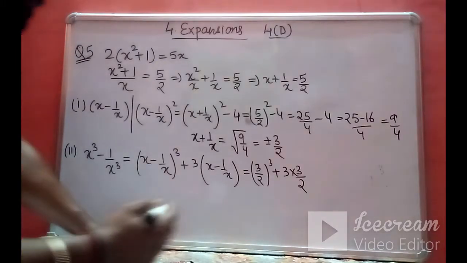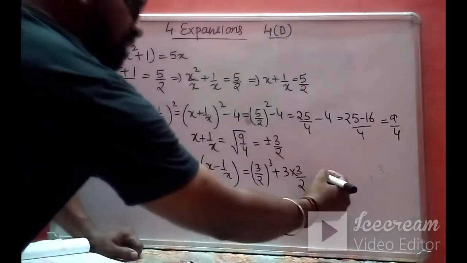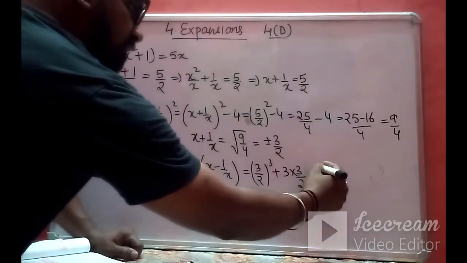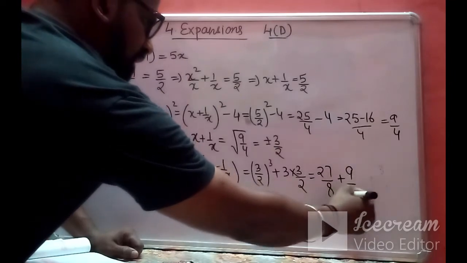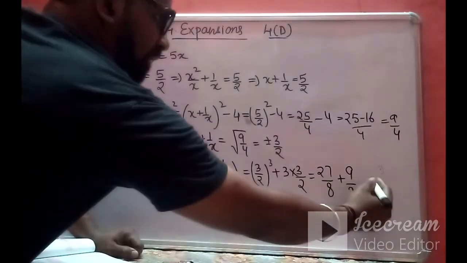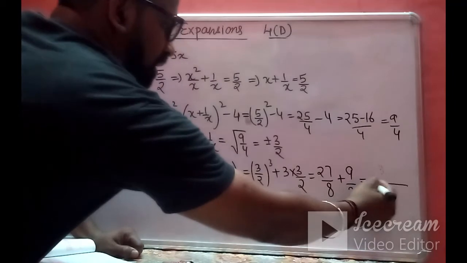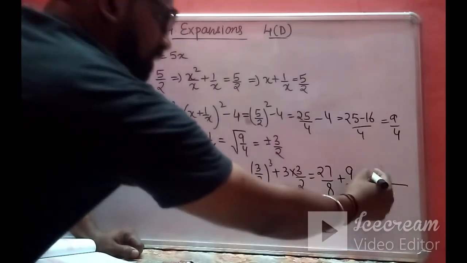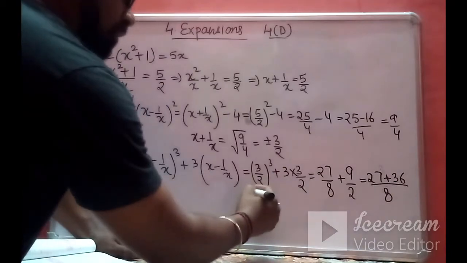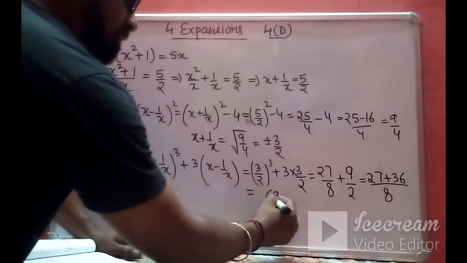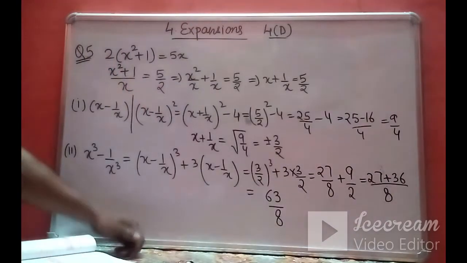So finally, let's see what we will get. It is 27 by 8 plus 9 by 2. So our LCM will be 8. So it is 27 plus 36. So what we will get? We will get 63 by 8. Okay.